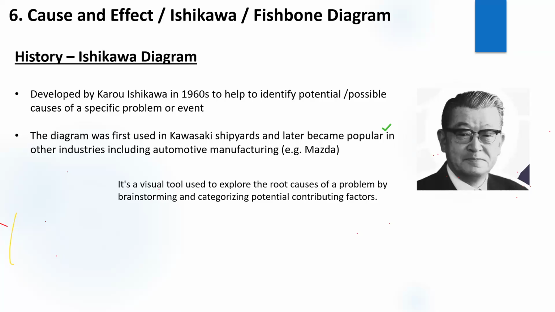So possible means while doing a brainstorming or while discussing with the CFT members, I tell them, for example, I am getting a very poor mileage of my TVS Jupiter or my bike.